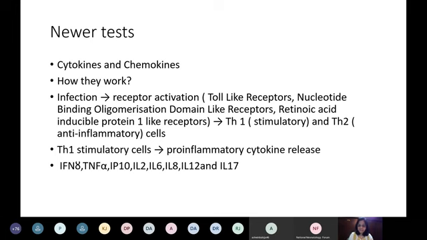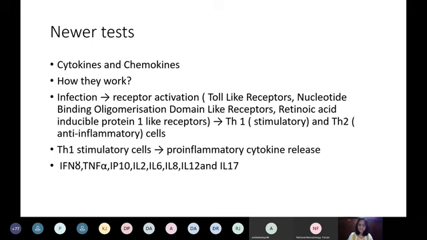So once the receptors are activated, they go to these T helper cells, and TH cells are of two types. We have TH1 and we have TH2. The one is always stimulatory in effect, the two is anti-inflammatory in effect. So both are useful in sepsis.